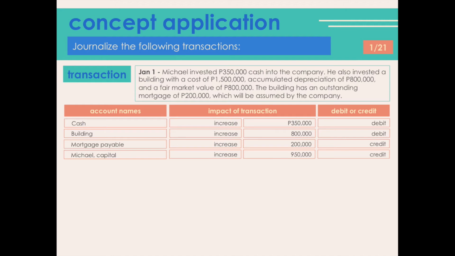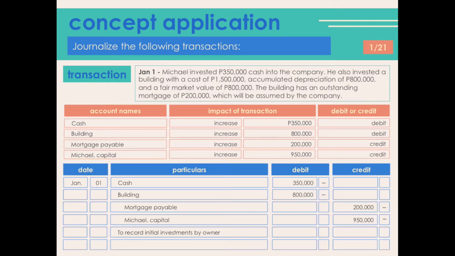To record the entry, we first list down all the accounts affected, making sure that all debits are listed first before all the credits. We debit cash and building since these are the value received by the company, and then credit mortgage payable and Michael capital, which are the value parted with. The amount of capital here is actually computed as a balancing figure, which is the amount that will make total debits equal to total credits. This is computed as 350,000 plus 800,000 minus 200,000, and we get 950,000. Remember also to fill in the date and to include a brief description of the transaction.